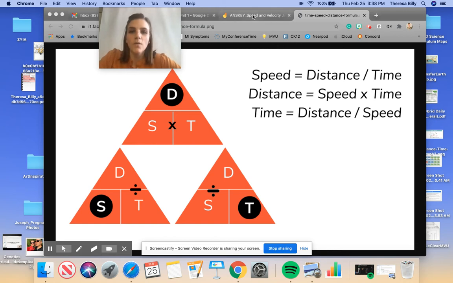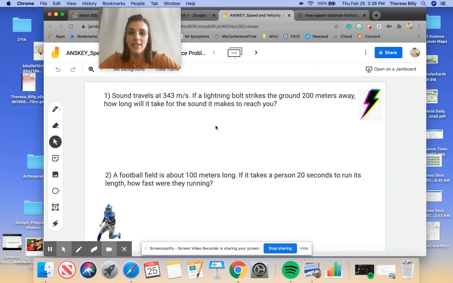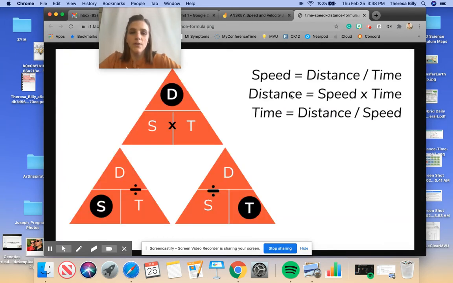All right, so we're going to go over how to use this triangle to figure out the equations that we need to solve problems like this on the Jamboard. So, just as a quick review, the original equation to calculate speed is speed equals distance divided by time. So we put it in this triangle here, like this top one. So speed is equal to the distance divided by time, right?